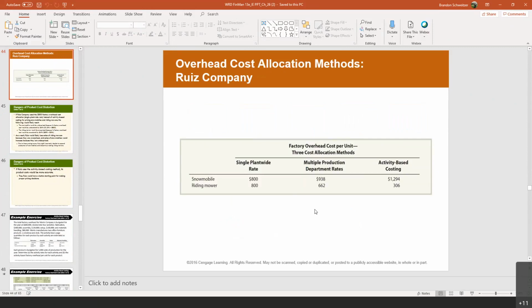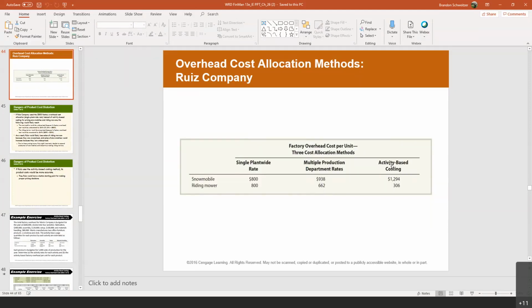You can see the differences, right? You can see the distortions as well. So again, the distortion is the difference between each type. We see that in the single plant-wide rate, it's even across both products. And the department rates, it's differentiated between the two products. And in activity-based costing, it's even further differentiated between the two products.